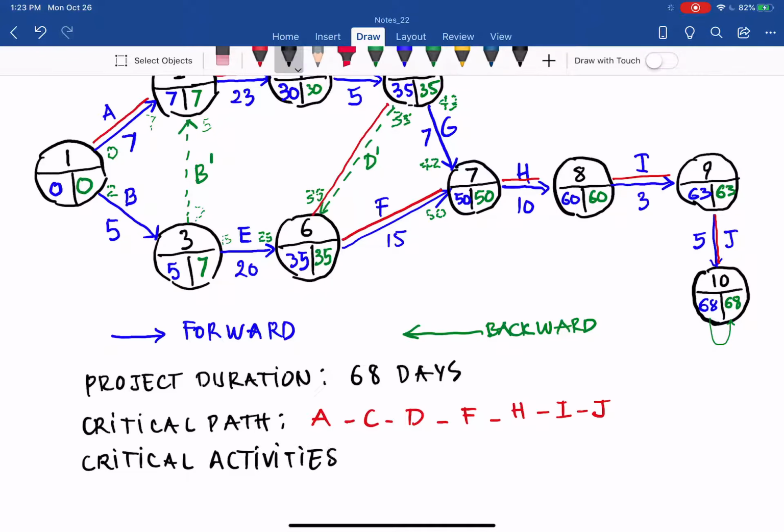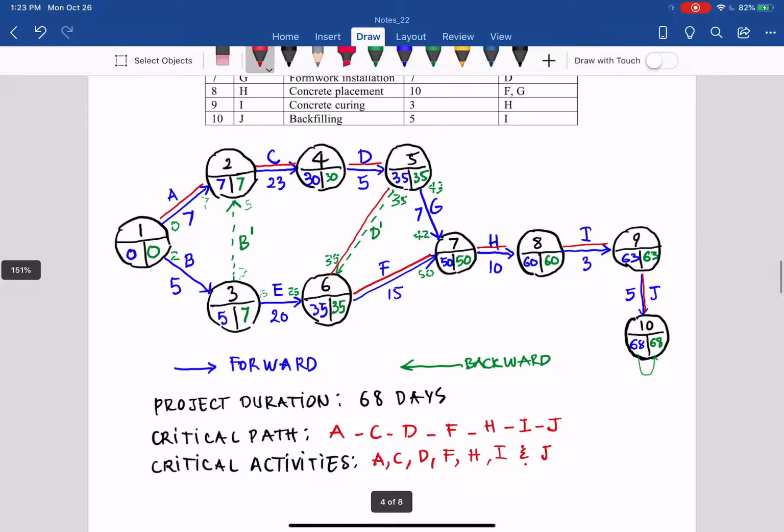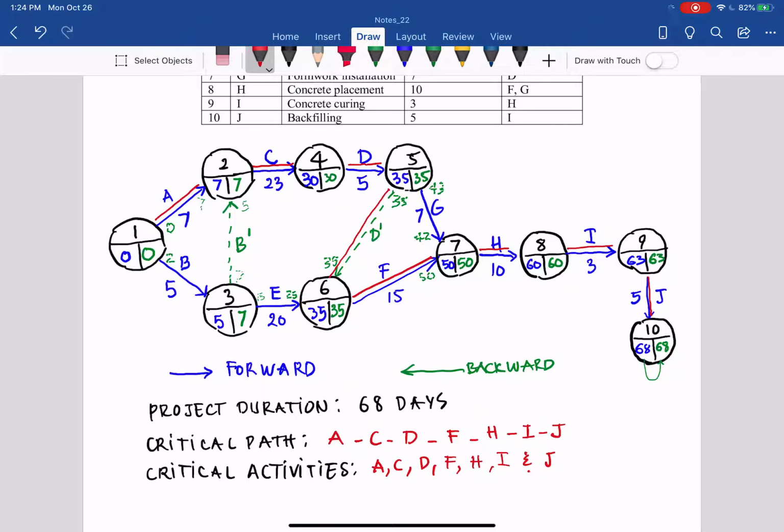and that is the activity on critical path, that it will be A, C, D, F, H, I, and J. And only one path in this case, but for the project, they can have multiple critical paths. Can have 1, 2, 3, etc. In this problem, you only have one critical path and go through 7 activities as shown in here. And the project needs 68 days to complete.